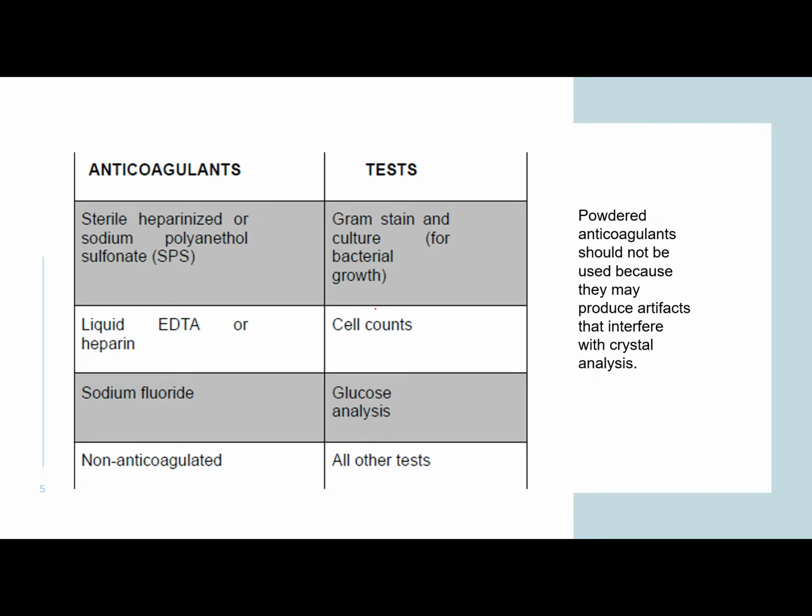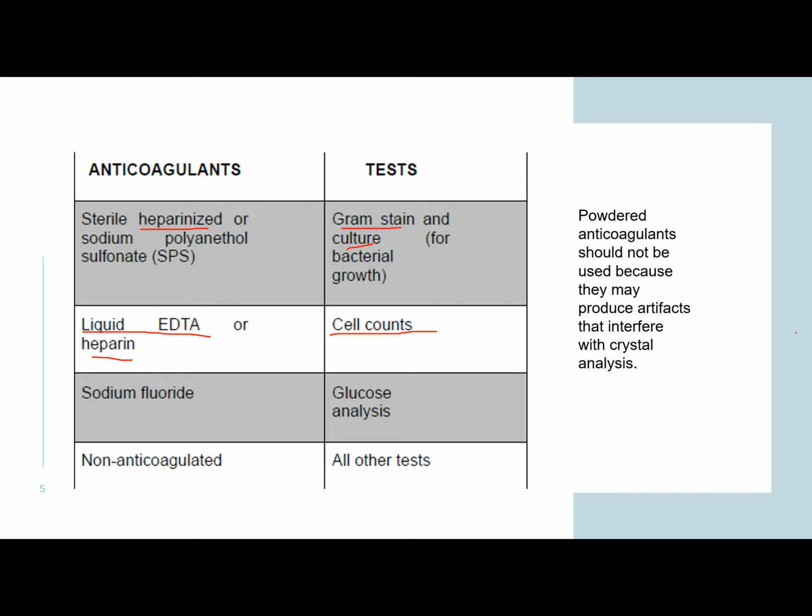So for tests used for gram stain. So for synovial fluid used for gram stain and culture, you are required to use heparinase or yung SPS, the sodium polyanethol sulfonate. Then if you're going to perform cell count on your synovial fluid, you would use the anticoagulant liquid EDTA or heparin. Then for glucose analysis, you could use sodium fluoride. Then for all other tests, you could use a non-anticoagulated syringe.